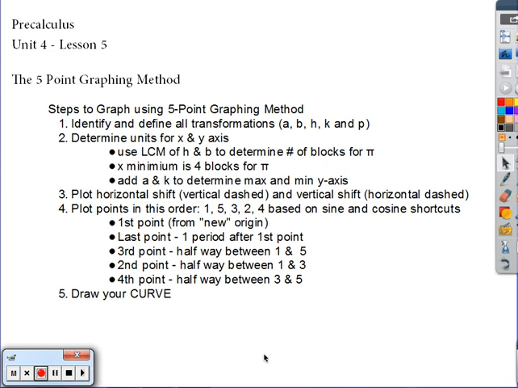And now we have the 5-point graphing method. Here are the steps that we went through in class. I included some more detail here in the video lesson, because I'm not there to explain the step-by-step to you, right? But this is a good refresher. These are things you should be watching before quizzes and tests.